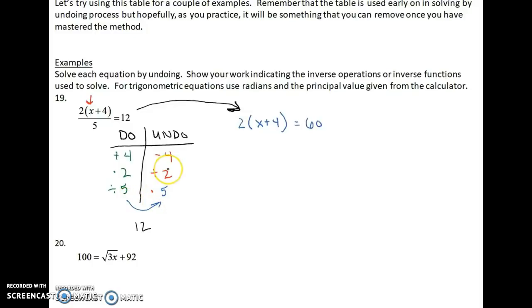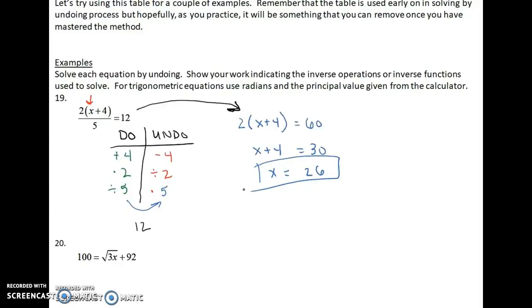Then I divide both sides by 2. That will undo the multiply by 2, so I'm left with x plus 4. Take 60 divided by 2, and you end up with 30. Lastly, I would subtract 4 from both sides, so I have x equals, because the plus 4 has now been undone, and I subtract 4 from 30, and I get 26.